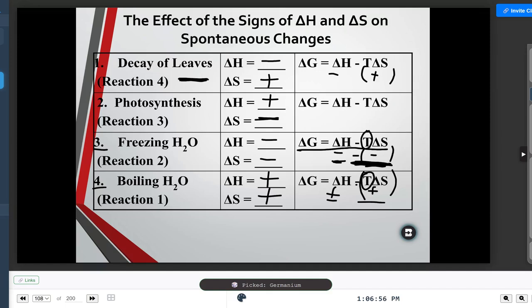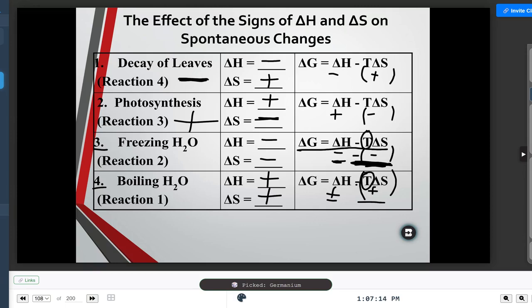And so now we plug these values in. This is a positive. This is going to be a negative, and a negative times a negative is a positive. This is always going to be positive, which means this is always going to be non-spontaneous. Okay? Does that make sense?